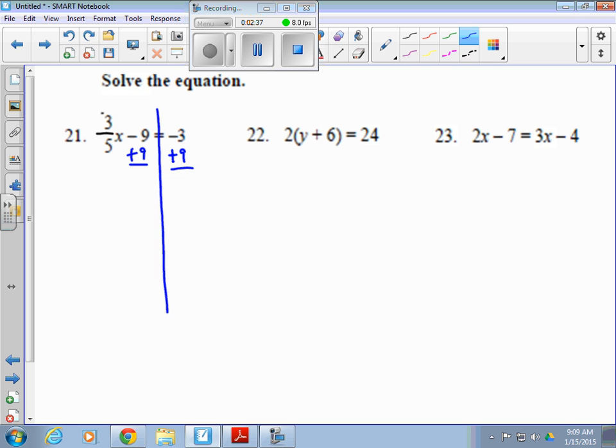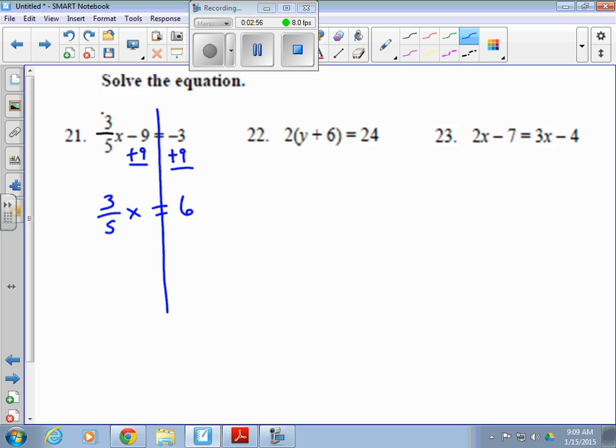Negative 3 plus 9, you're starting on the left side of 0. You're moving 9 times to the right. So it takes you 3 to get to 0. And then 6 more to get to 9. So that negative 3 plus 9 is 6. We still have 3/5 right next to x, which means times x.